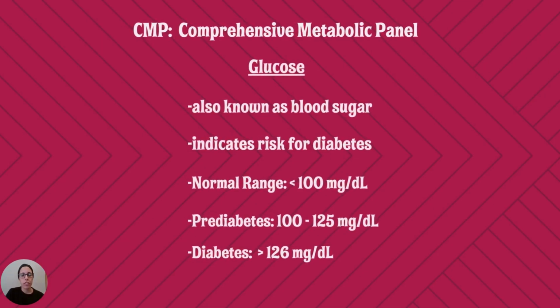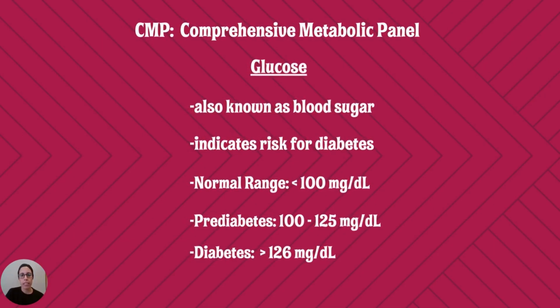All right, so the first lab value as part of the CMP is your glucose, and this is also known as your blood sugar. It basically is an indicator for your diabetes risk, and the normal range we would like to be for fasting blood sugar or your glucose is less than 100. Pre-diabetes range is more like 100 to 125, and diabetes range is higher than 126.